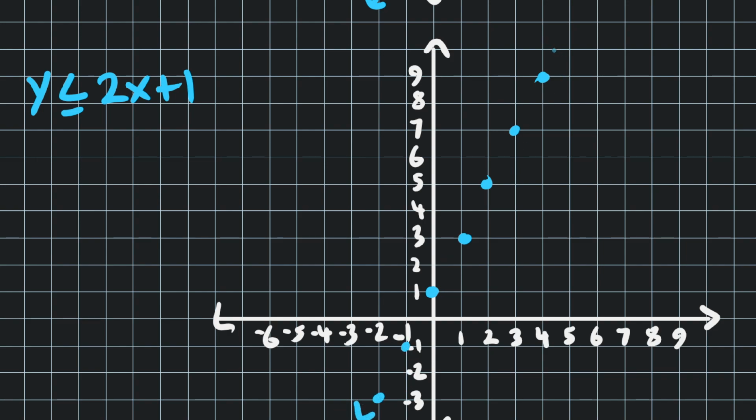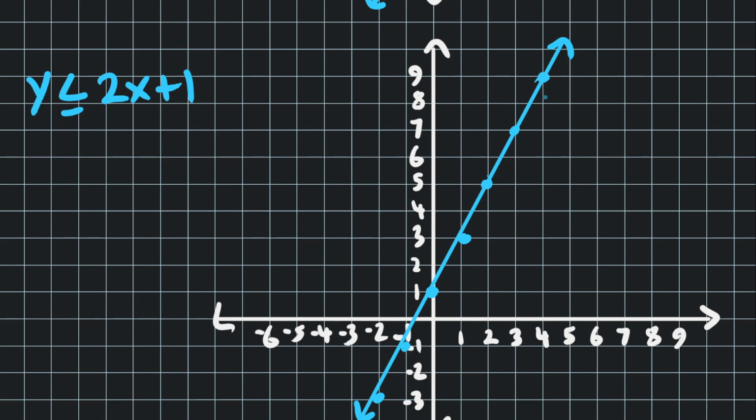Perfect. And before we connect all these points, we have to decide, is it going to be a solid line or a dotted line? So we have a less than or equal to. We have an or equal to bar down here. So that means our line is actually going to be solid. So let's go ahead and just connect all these points with a solid line.